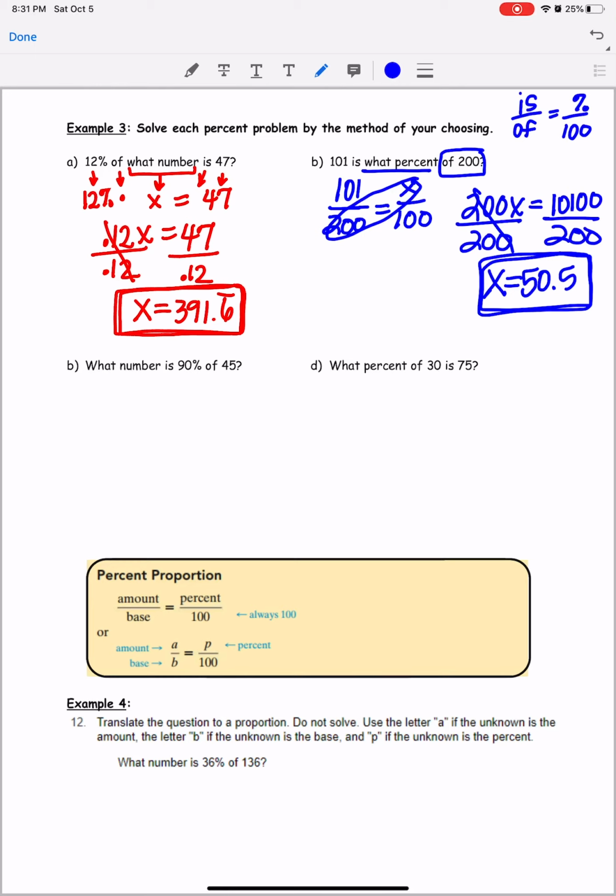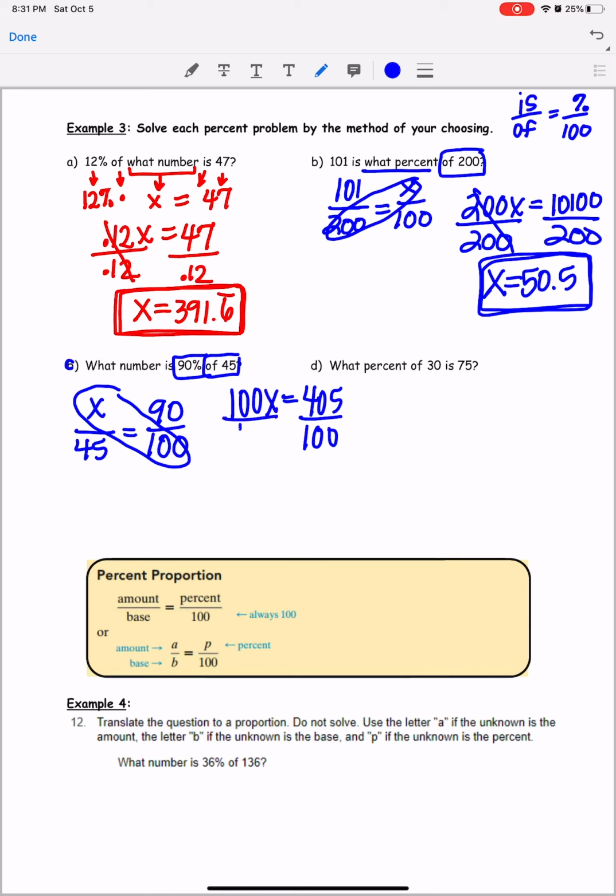Okay, B again, which should be C. What number is 90% of 45? So I have of 45 again. So I know that's going to go down here where my of is. This one has 90%, so I'm going to have a 90 over 100. So that leaves my is to be my unknown. So cross multiply. We're going to get 100x this way, 90 times 45 is 405. Divide by 100, and we get 4.05.